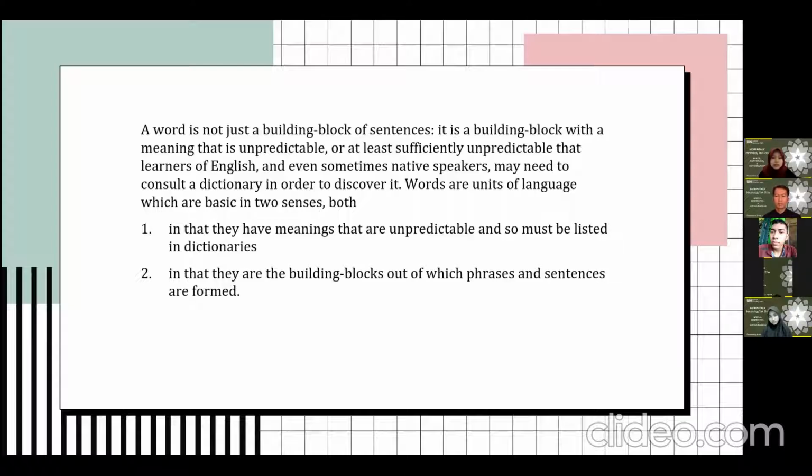Words are units of language which are basic in two senses, both in that they have meanings that are unpredictable, so must be listed in dictionaries, as what I mentioned before, and then the second one, in that they are the building blocks out of which phrases and sentences are formed. Because a word is meaningful, those words can make phrases and sentences.